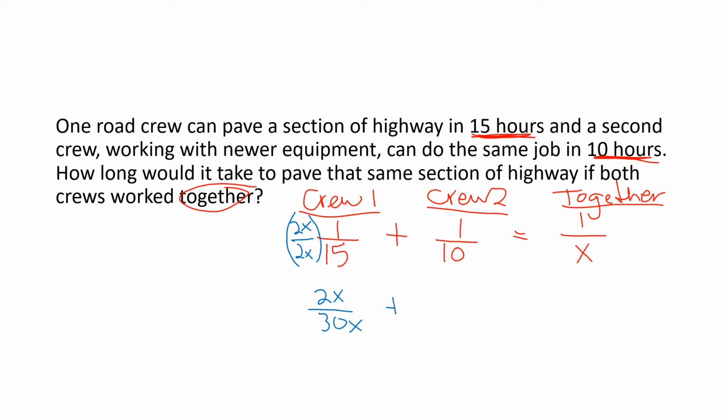The second one, I have a 10 on the bottom. So this one I'm going to multiply by 3x. That'll make it 3x over 30x. See how the denominators match? And we're going to do the same thing over here. This one has an x on the bottom, so all I need to do is multiply by 30. So this would be 30 over 30x.